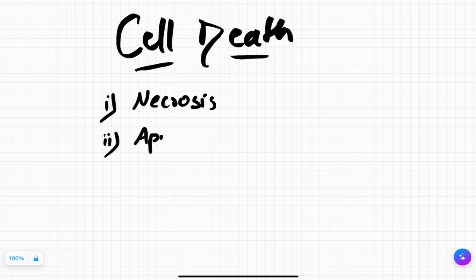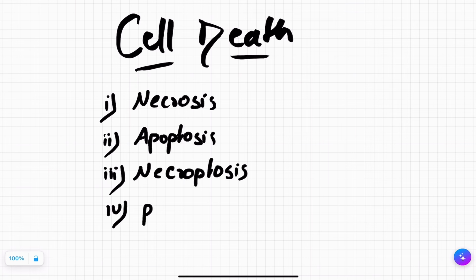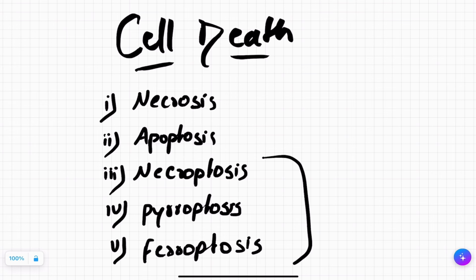Second one is apoptosis. Third one is necroptosis. Fourth one is pyroptosis. Fifth one is ferroptosis. Well, these three are very small topics, while we have to study these two in great detail. Okay, so today's topic is necrosis.